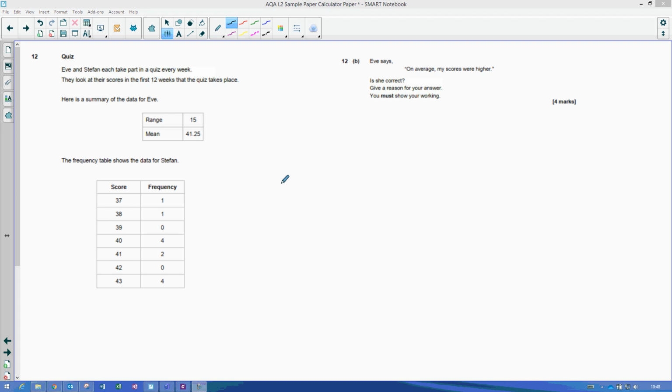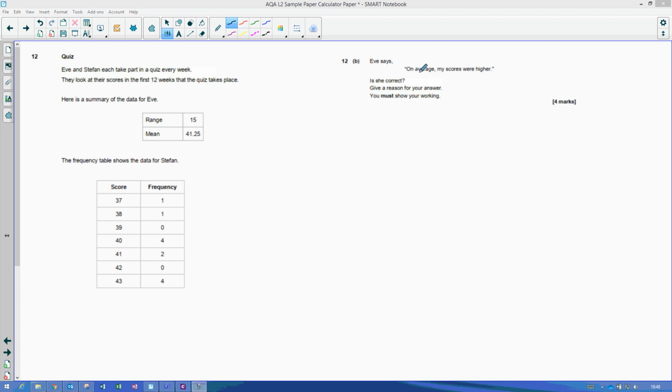AQA Sample Paper Level 2 Calculator Section Question 12b. So this is exactly the same information we looked at in Question 12a. I won't read through this again. If you don't understand what this is telling us, you might want to watch the 12a video before you watch this one.